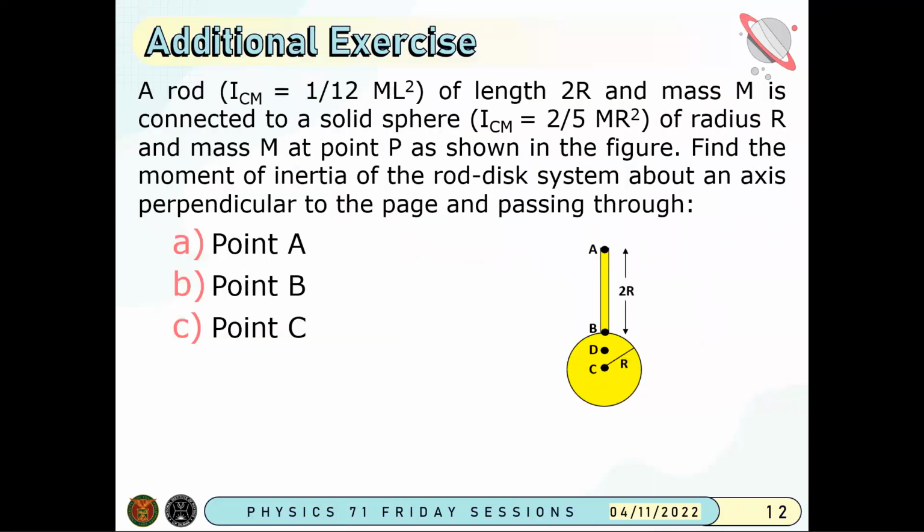Okay. Additional exercise. A rod, given the inertia about the center of mass, of length 2r and mass m, is connected to a solid sphere of radius r and mass m at point P, as shown in the figure. Okay? So you have here a rod of length 2r connected to this solid sphere of radius r.